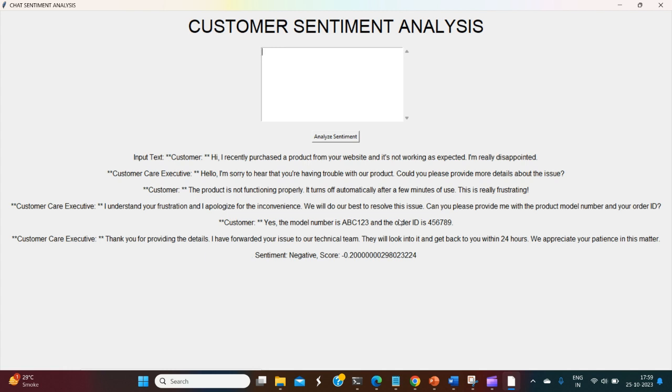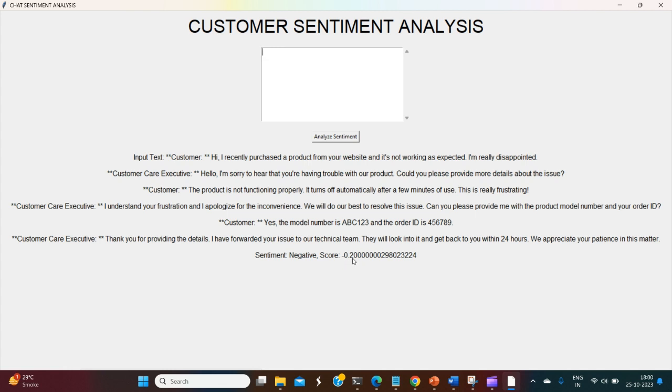Obviously the customer is not happy, and there are negative words, and that's why the overall score is minus 0.20. However, we can see that the customer care executive has done everything he could to solve the issue, but the customer was frustrated.